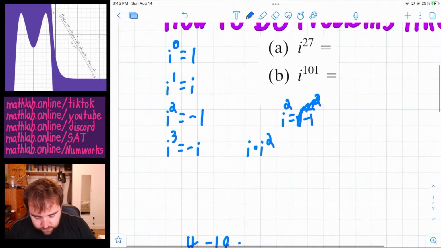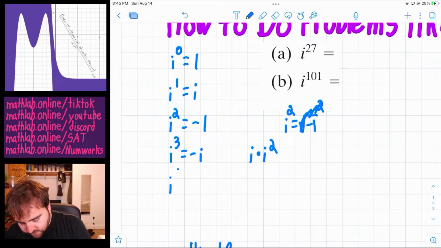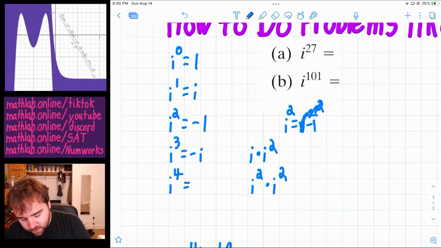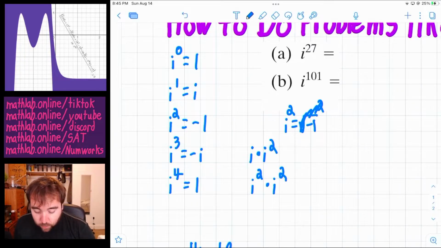And then i to the 4th, well, there's a few ways you could approach that. My favorite way to approach it is i squared times i squared. That's i to the 4th, right? And i squared is negative 1. So that's negative 1 times negative 1, which is 1. And once we get that, that's the really powerful tool, because if i to the 4th is just 1, that allows us to do a lot of things.